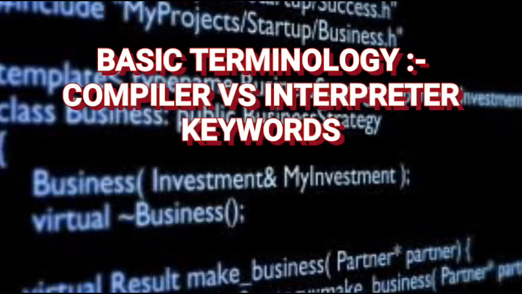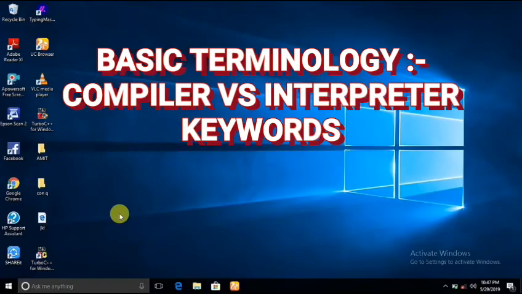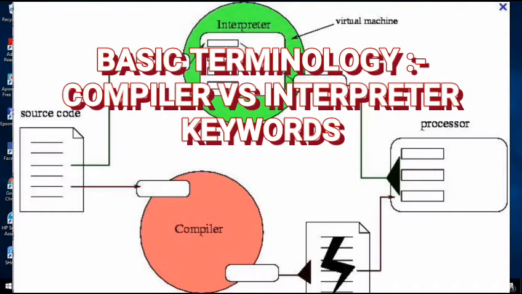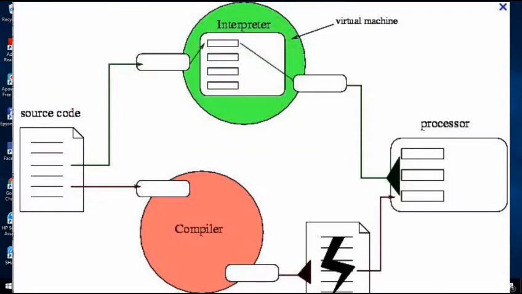Then let's move forward and discuss some basic terminology of C language that you should know. The first terms are compiler and interpreter. What do you understand by compiler and interpreter? Both are kinds of translators, but there is some minor difference between them.